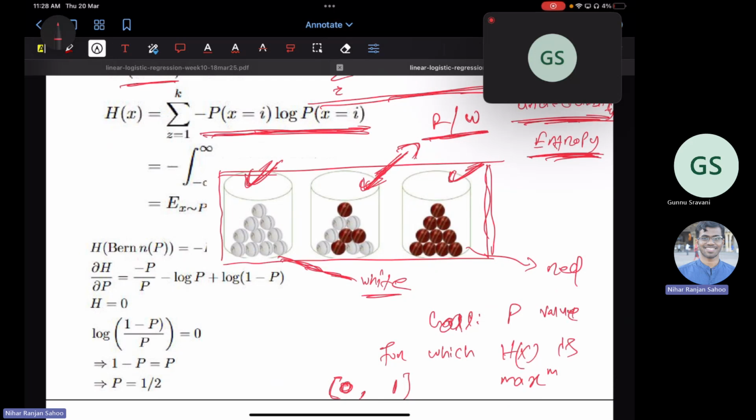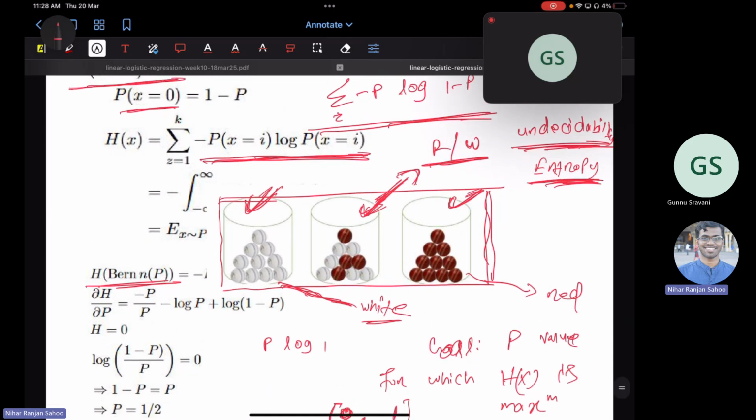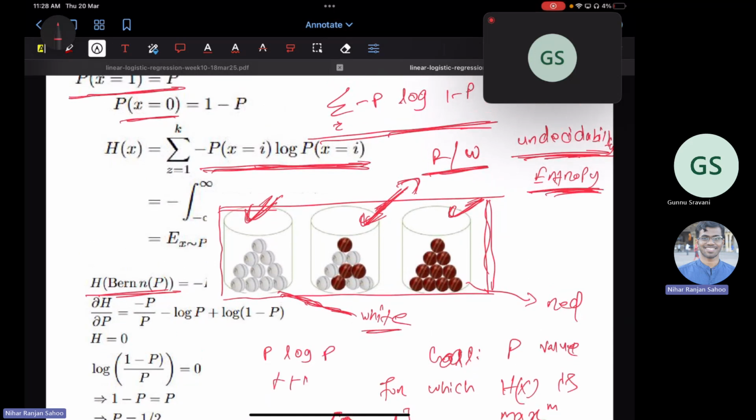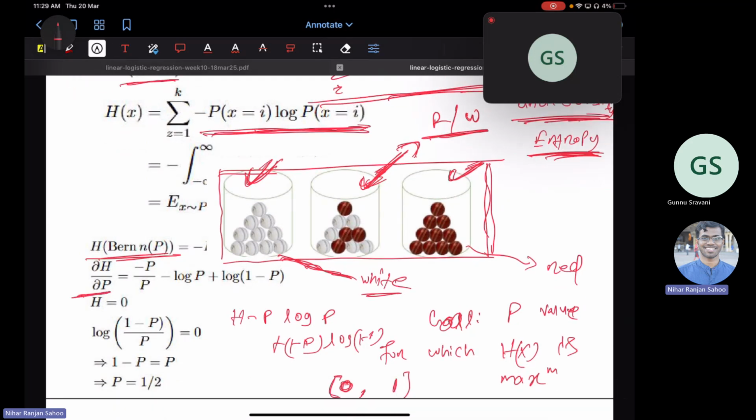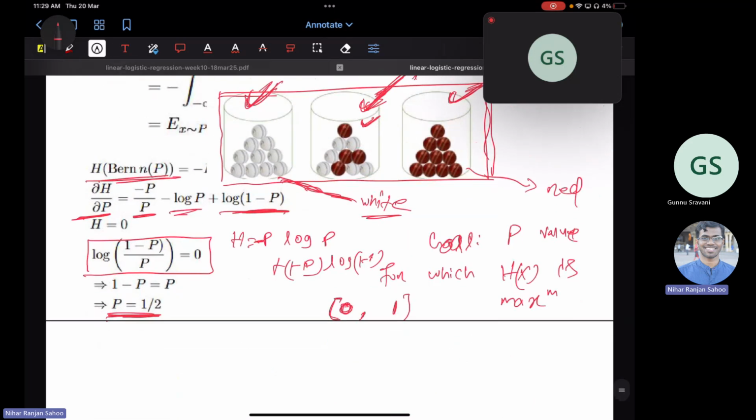So this is P log P plus 1 minus P times log 1 minus P, right? Now if you take the derivative of H with respect to P, you will get minus P by P, which is a minus term, then minus log P plus log 1 minus P. Now if you simplify this, you will get P equal to half. So if P equals half, you have two types of data points in a bucket, and if both types are equally distributed, then only will the entropy be highest.